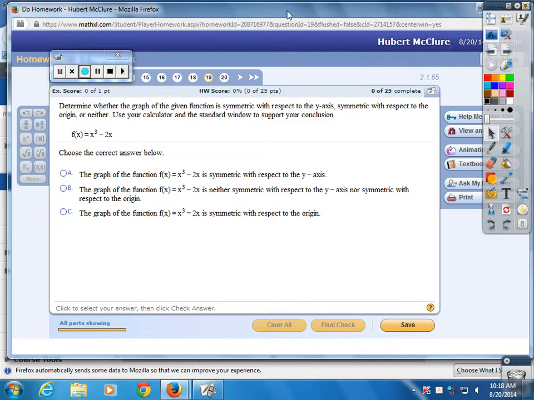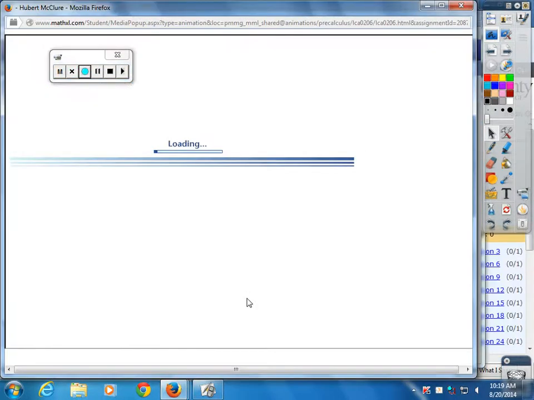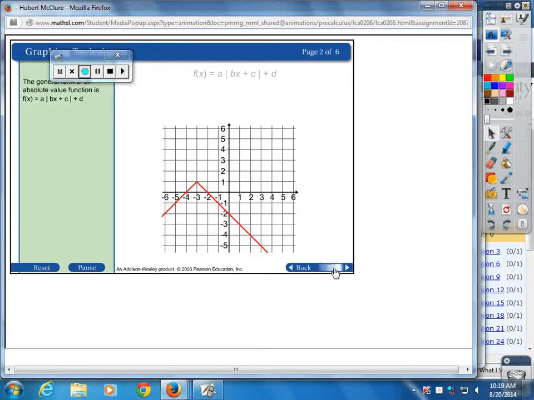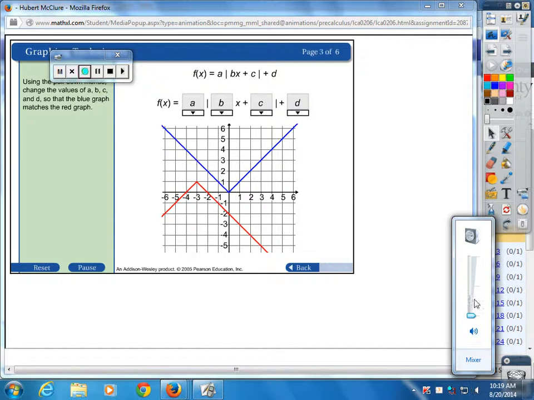Now this question has an animation instead of a video. Video and animation is the same thing, except a video is where you have a person that's doing the writing or doing the explanation. What is an animation? The computer's doing it. And I'll let you look at that. It's supposed to be talking.